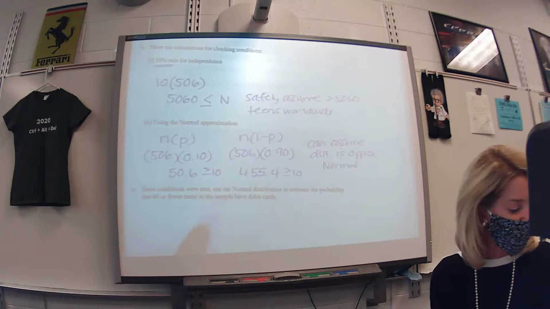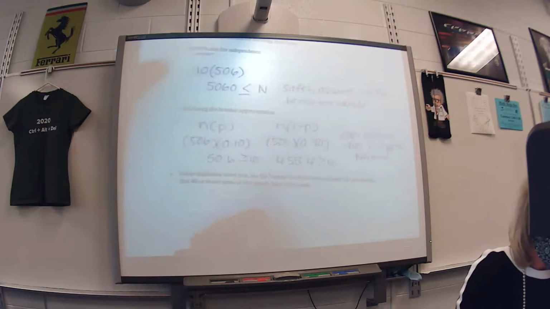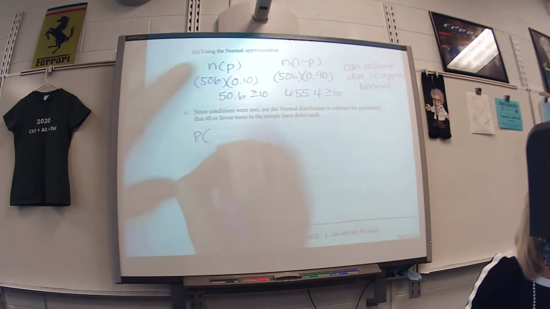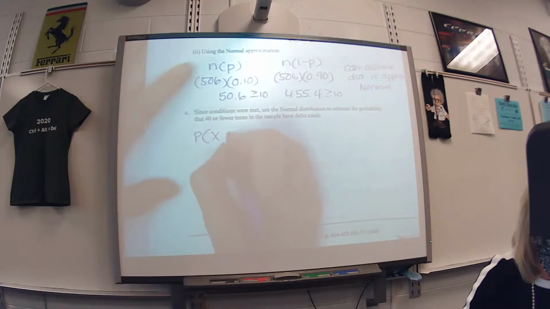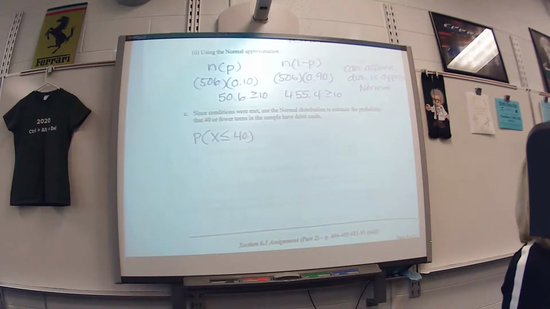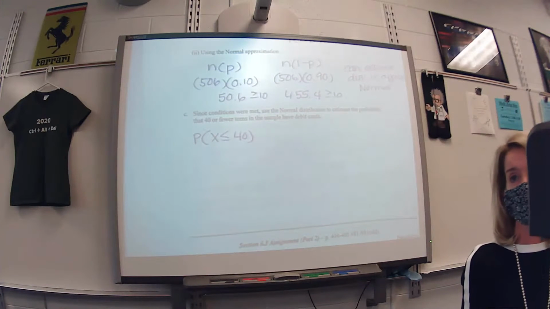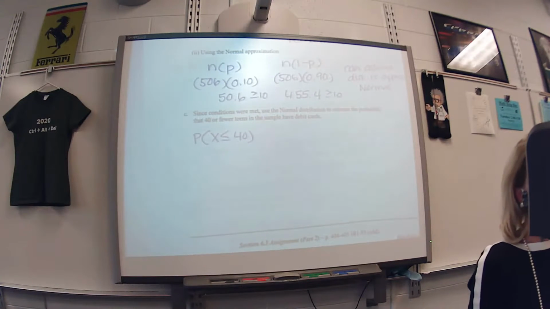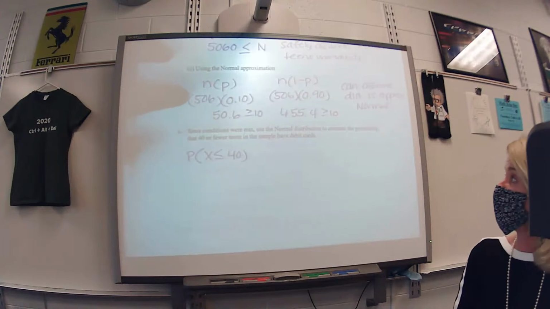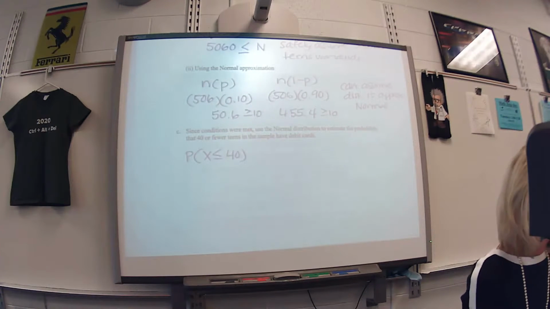All right, and then this would just be an example where we would say the probability that x is less than or equal to 40, and you would convert that into a z-score and do your normal CDF work. And that's the whole goal of trying to establish normality, because it allows us to use z-scores.